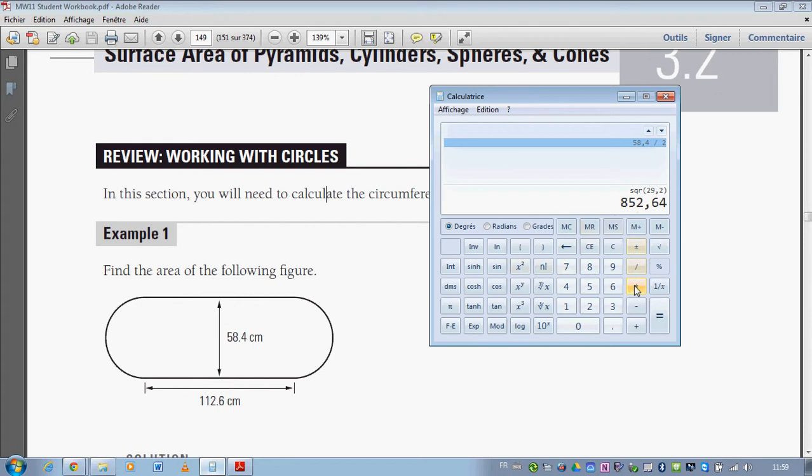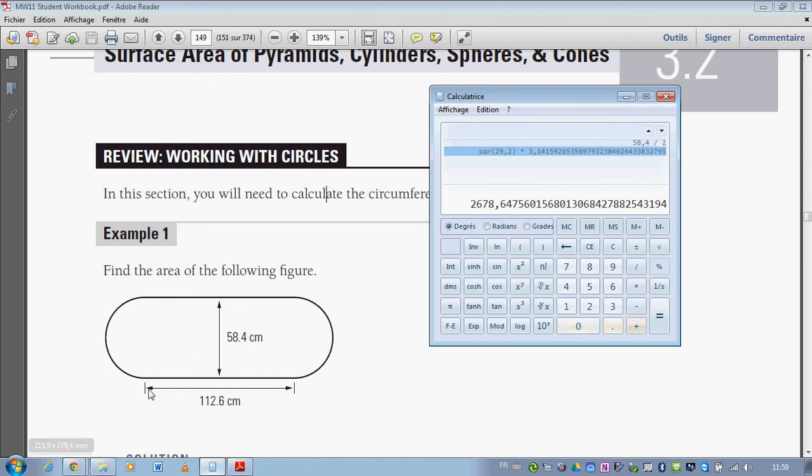And then all that's left in the formula, pi times r squared, is that here's our r squared, so you've got to multiply by pi. And that gives us 2,678.65. Now, that would be the area of these two half circles combined. Let's not forget that we do have to add the area of the rectangle as well.